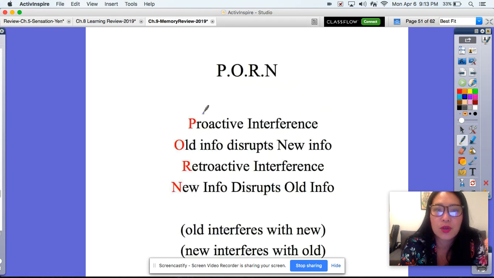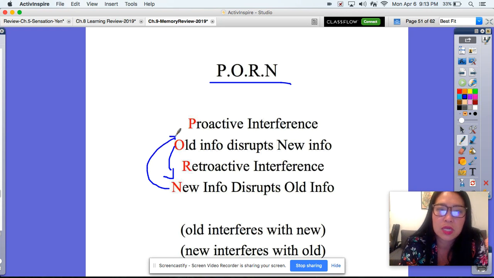Okay, so porn is your inappropriate mnemonic. Again, parents, I apologize. Proactive interference is basically the old interferes with the new, whereas retroactive interference is new affecting the old. That's the only reason we use this mnemonic: whatever letter comes after the prefix is interrupting the next set of information. So again, proactive is old interferes with new info. Retroactive is new interferes with old information.